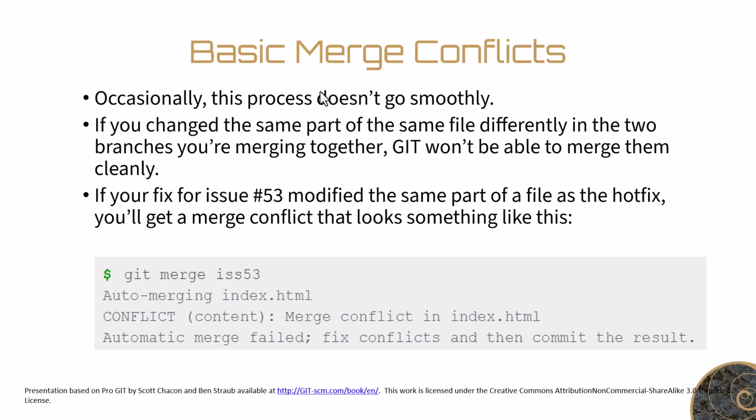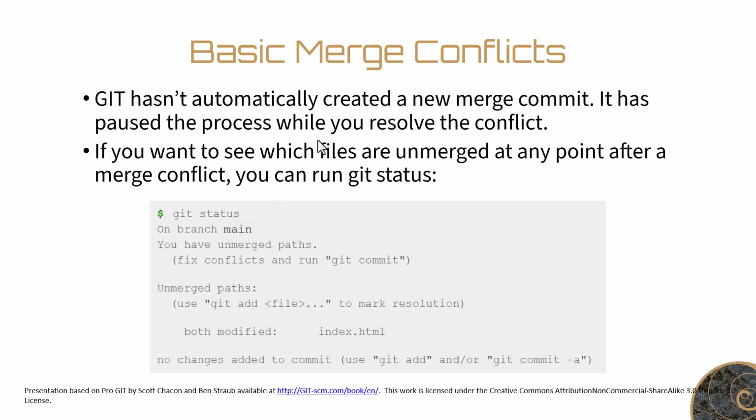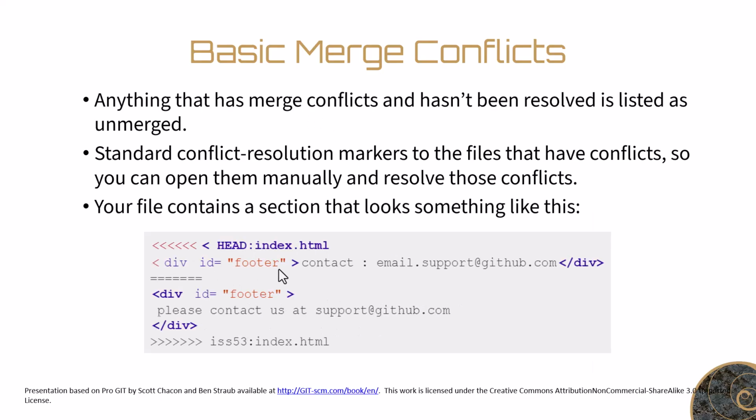Now, what if you have a merge conflict? In that case, we didn't have a merge conflict because the two files were completely separate. But let's say you have two changes that modify the same file. In that case, you will get a conflict. And you'll get a notification that there's a merge conflict when you try to merge them. And it tells you to fix the conflicts and then run git commit again.